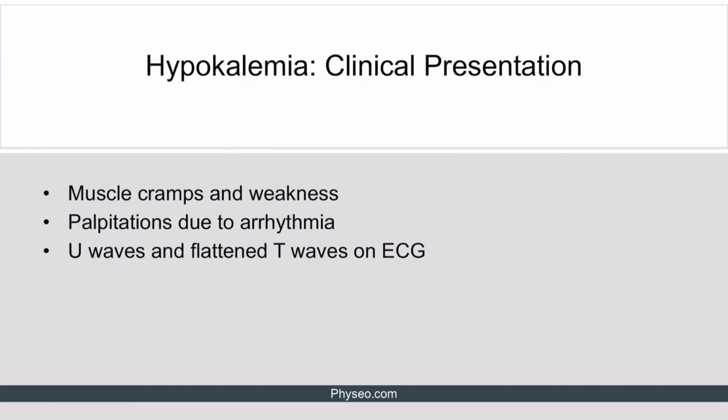Hypokalemia is commonly manifested as muscle cramps and weakness. Hypokalemia hyperpolarizes excitable tissues, including muscle, and makes it more difficult to fire action potentials. This is why patients with hypokalemia might have muscle weakness. The patient might also complain of palpitations due to concomitant arrhythmia. Low potassium levels usually cause U waves and flattened T waves on electrocardiography.